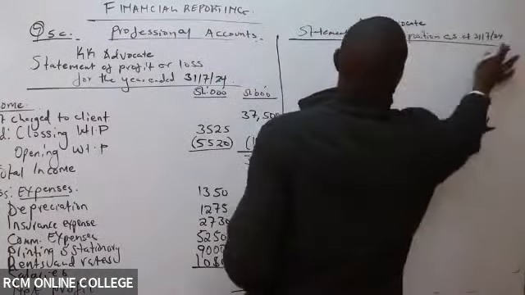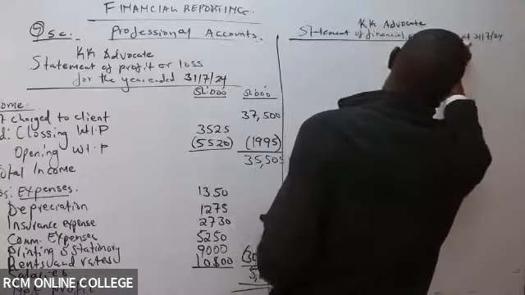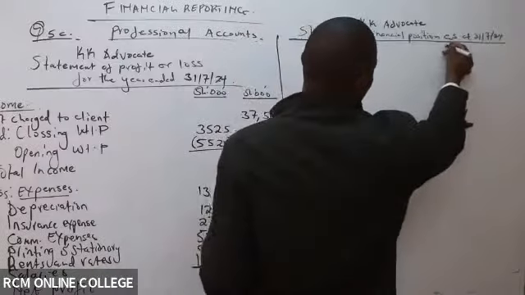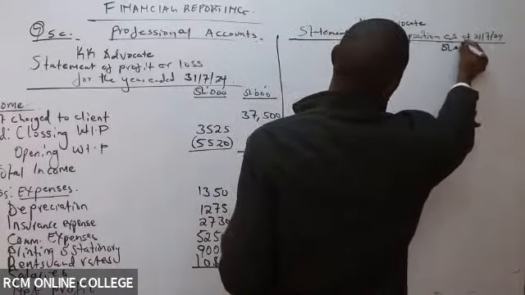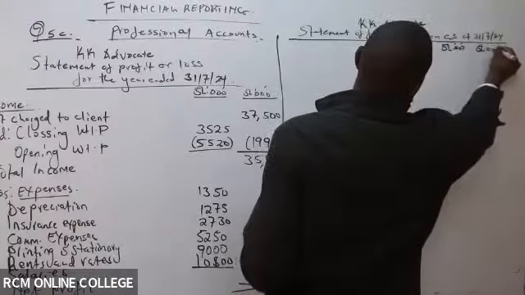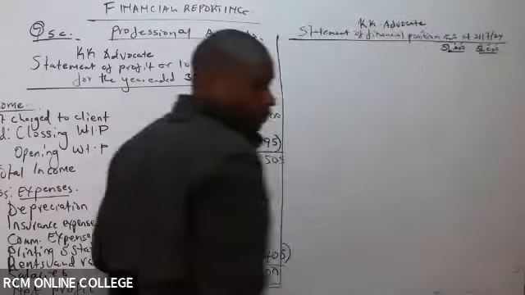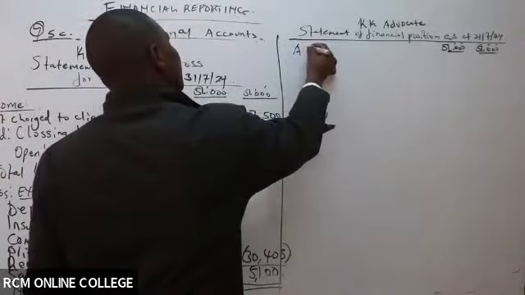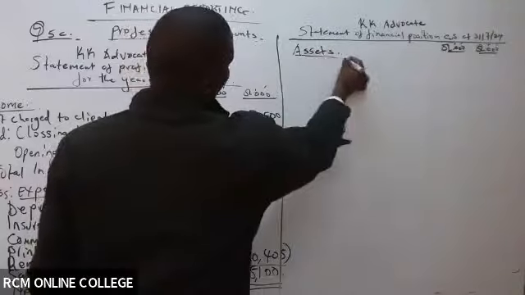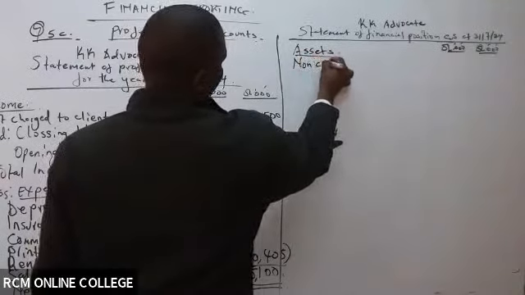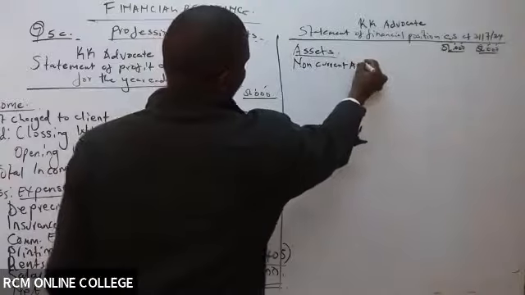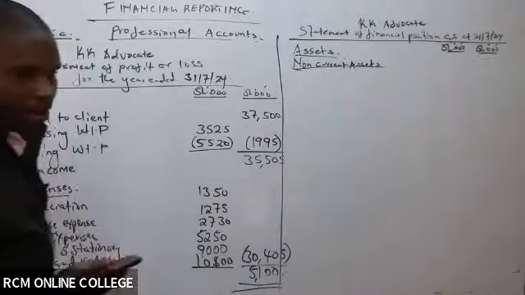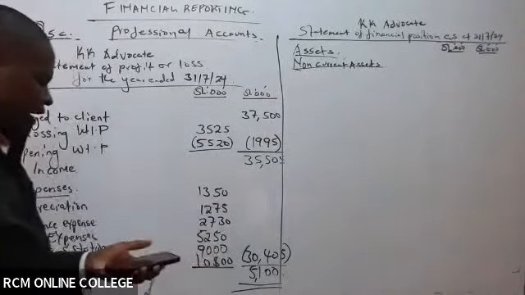So we can use one column, or two columns if you wish, whichever is easy. So let's use two columns. It's okay. In this case, we have to look at our assets. We start with the non-current assets. Our non-current asset class, I think we had one.